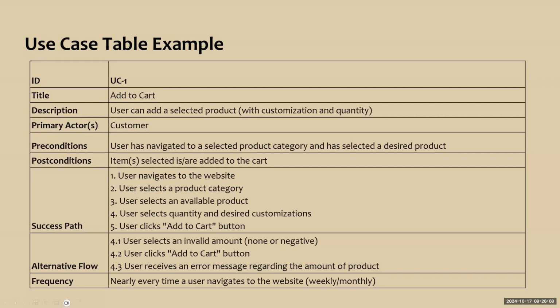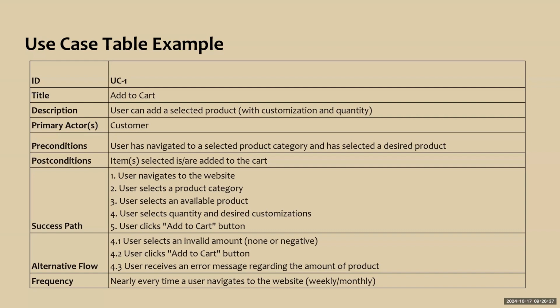So the main success path is that the user will navigate to the website. They will select the product category, so dark roast, for example. They will select an available product, which is a specific bean type. Then the fourth step, the user will select the quantity and the desired customization, which is the ground type in this case. After that, they click Add to Cart button, and that bean with the quantity and the desired customization will be added to the cart.